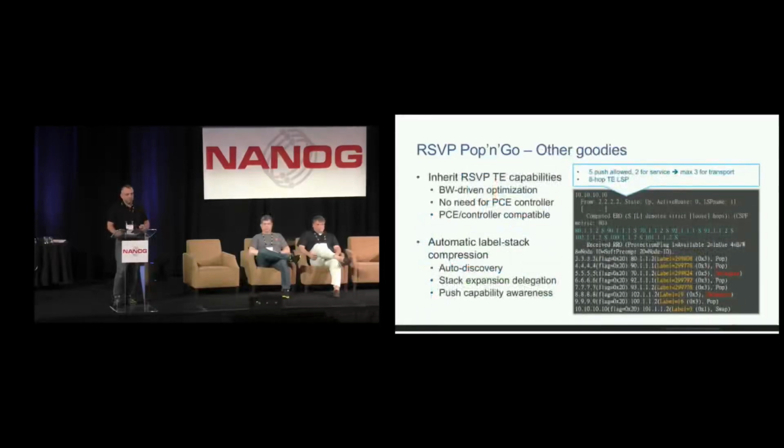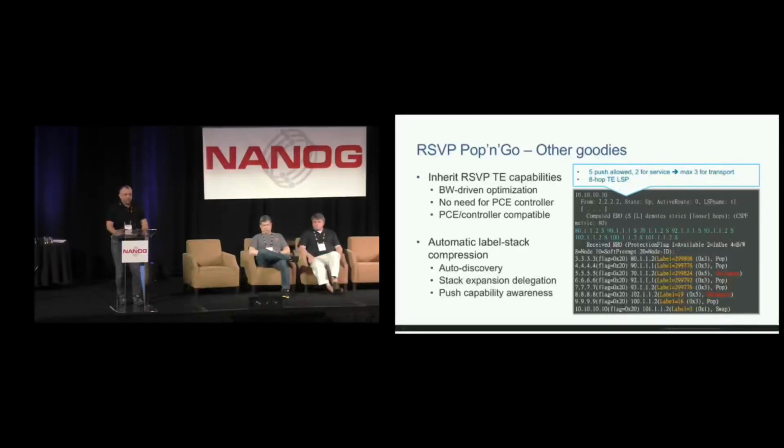So there are some other goodies with RSVP Pop and Go. We have built-in bandwidth-driven optimization, as today, without any controller; auto-bandwidth or whatever bandwidth reservation works. At the same time, because it's RSVP, it is fully compatible with PCEP or whatever way of central controller or traffic engineering controller you want to use. So advanced traffic engineering like diverse path or bandwidth calendaring is still available.